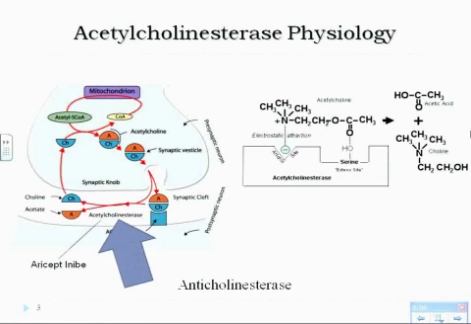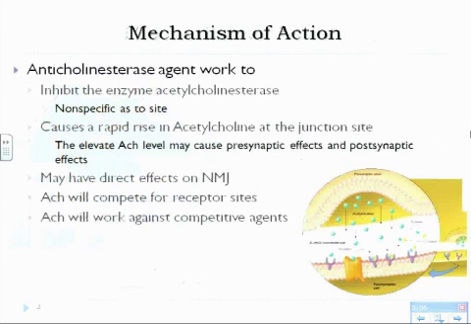So this is where acetylcholinesterase is responsible for cleaving acetylcholine into acetate and choline. Anticholinesterases are agents that work to inhibit the enzyme acetylcholinesterase. They're sometimes nonspecific to the site, and they cause a rapid rise in acetylcholine at the junction site. This is what I was talking about: there are both pre- and postsynaptic effects. It may have direct effects on the neuromuscular junction, which is negative in the sense that if it acts presynaptically, it's going to cause weakness.